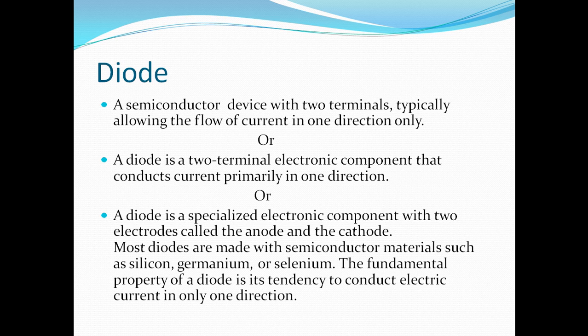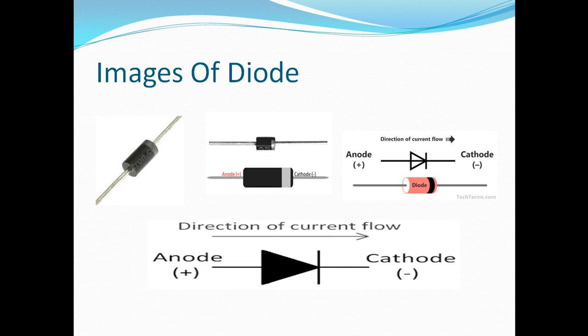So moving to the next slide. Next slide is the images of diode, or what we say the symbol of diode, or how diode is seen. So this is the diode, the actual form of a diode, how physically we can see it. This is the diode, this is the anode terminal, this is the cathode terminal, and in this figure here we have anode terminal, cathode terminal.